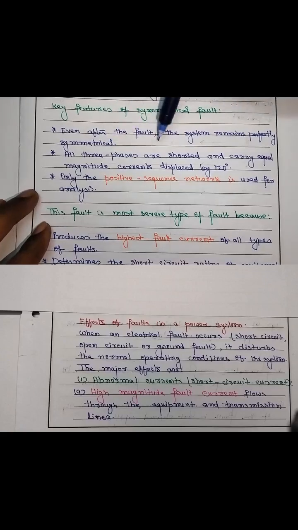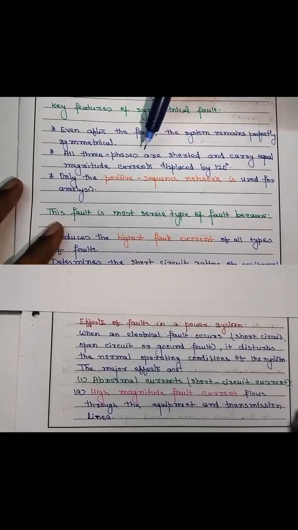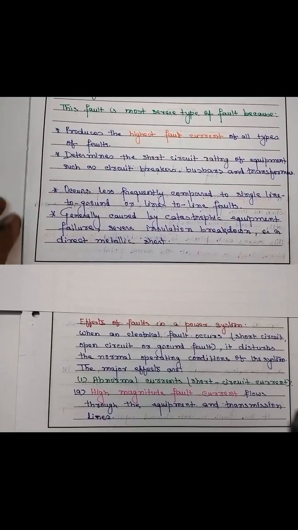So all the three phases are shorted and carry equal magnitude current displaced by 120 degrees. Only the positive sequence network is used for the analysis of such type of faults. Next, this fault is the most severe type because it produces a high fault current. It produces the highest current compared to any other type of fault.